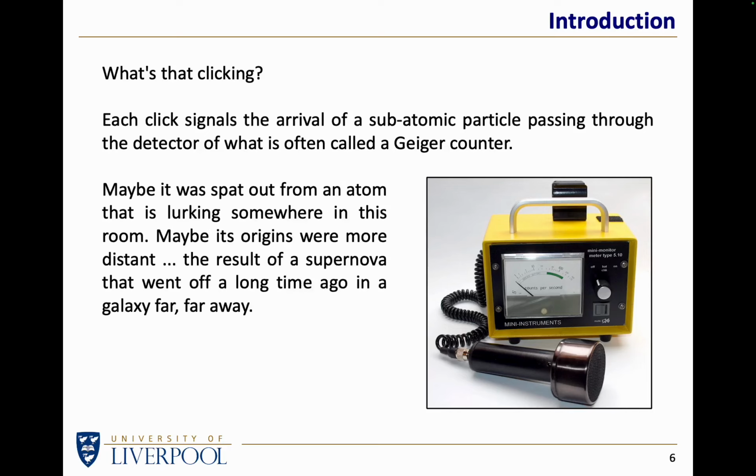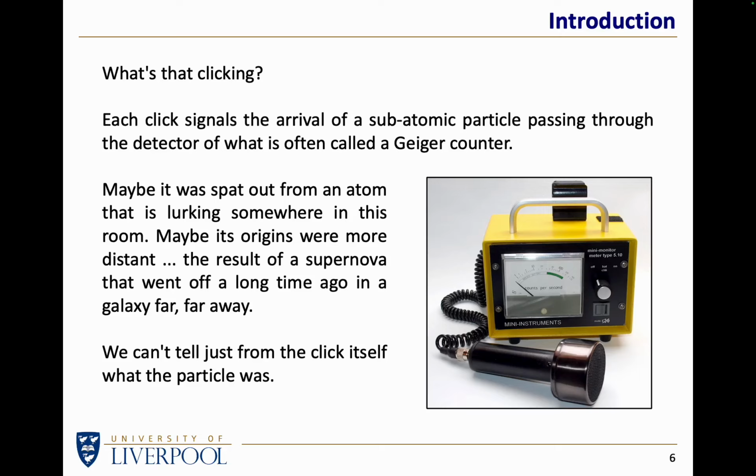What is each click? Well, each click is a subatomic particle. Where did they come from? Well, maybe the subatomic particle that we're hearing on those clicks came from an atom floating around in this room. But it's also quite possible that each click that you're listening to actually started its life a lot more distant. It might have started its life in a supernova that went off perhaps in a galaxy a long time ago, in a galaxy far, far away. The bottom line is a Geiger counter can't tell us.